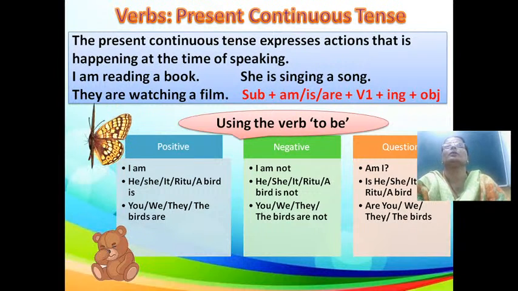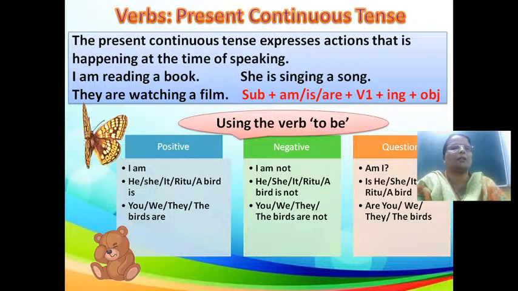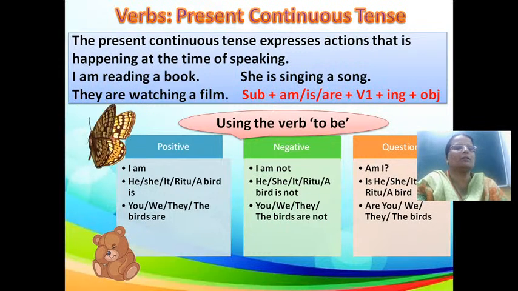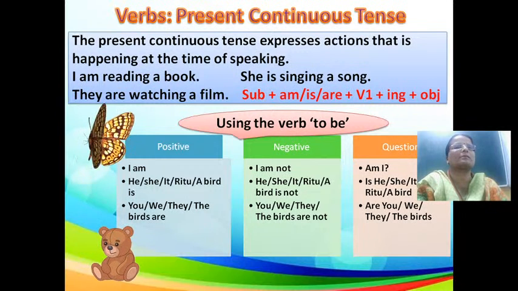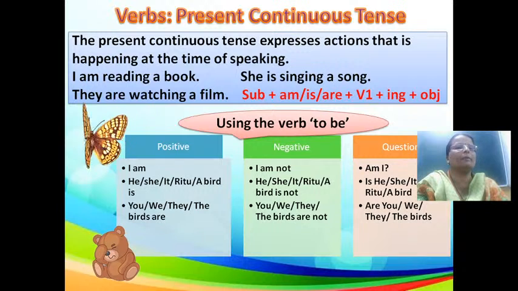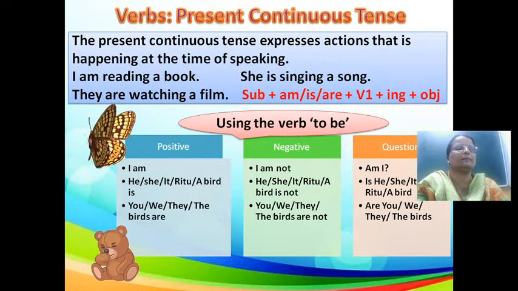Okay. So I hope you understood how to make questions also in present continuous tense. So based on this class, you will be getting some exercises to solve today. Do it. And on Wednesday you will be having a test.